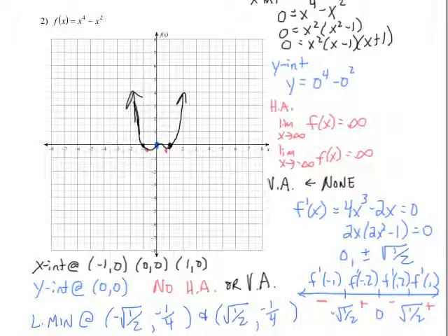So there we go. If we wanted to get a few more accurate points in, maybe we could evaluate the function at 2 and plot some points in there. 2 to the 4th is 16, minus 4 is 12. So yeah, it's already off the graph by there. So there we go.